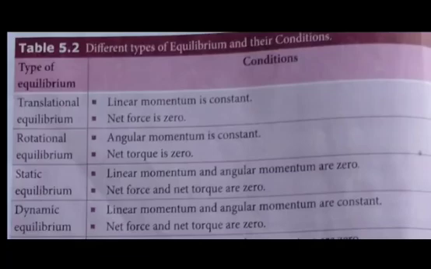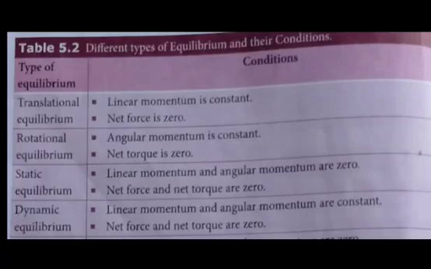So what is linear momentum? The product of mass and velocity for a moving object is called linear momentum. So linear momentum must be constant and net force is 0. Next, rotational equilibrium. What is rotational equilibrium? The object moves in a rotation about an axis. Here angular momentum is constant and net torque is 0. So what is angular momentum? Mass into radius into velocity.